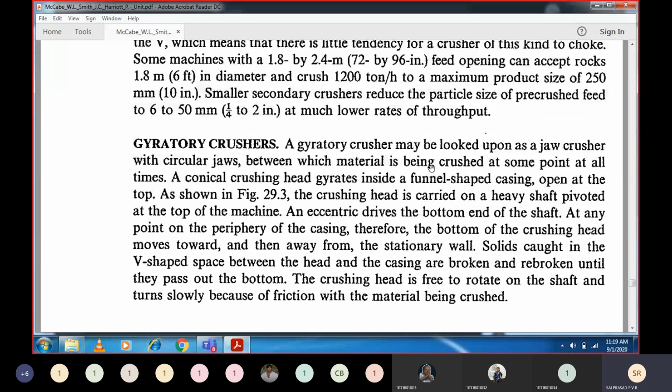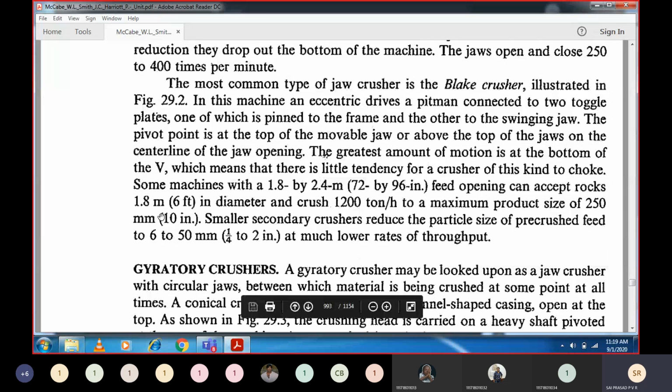Some machines with 1.8 to 2.4 meters feed opening can accept rocks of 6 feet in diameter and crush approximately 1200 tons per hour to a maximum product size of 250 millimeters. See here, the clear opening is 1.8 into 2.5. So if you see the top view of a V shape, I said it is a rectangle, and a rectangle is characterized by means of length and breadth. So this is 1.8 into 2.4 meters.